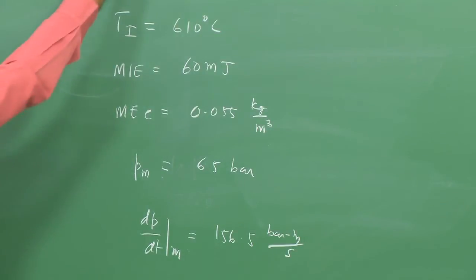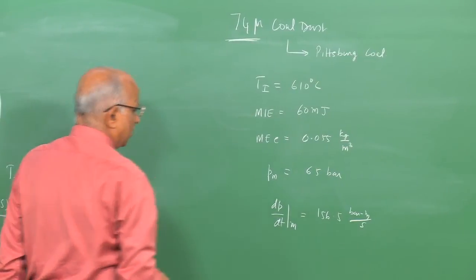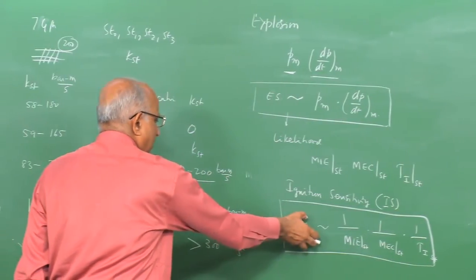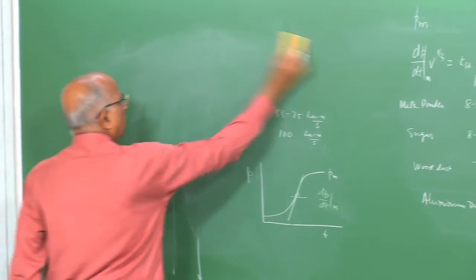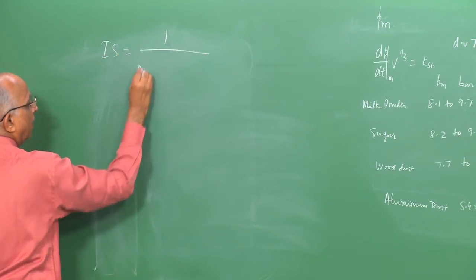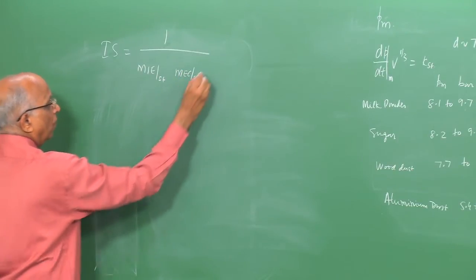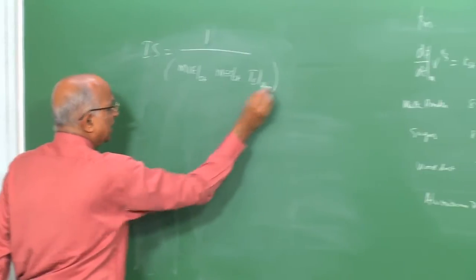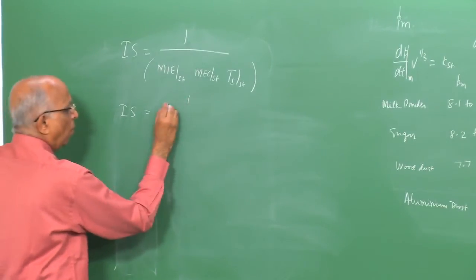Therefore, if you have any other coal, any other sort of dust mixture, we would like to compare it with this Pittsburgh coal, which is of 74 micron size. How will I now define my explosion severity and ignition sensitivity? Let's get started with the ignition sensitivity. Well, I know ignition sensitivity is given as the inverse of: one over MIE for the dust mixture, one over the minimum explosive concentration for the dust mixture, one over TI for the dust mixture. Now, this is for any dust mixture, and I want to say what the ignition sensitivity is for this particular dust mixture. Therefore, it is going to be 1 over this particular expression.